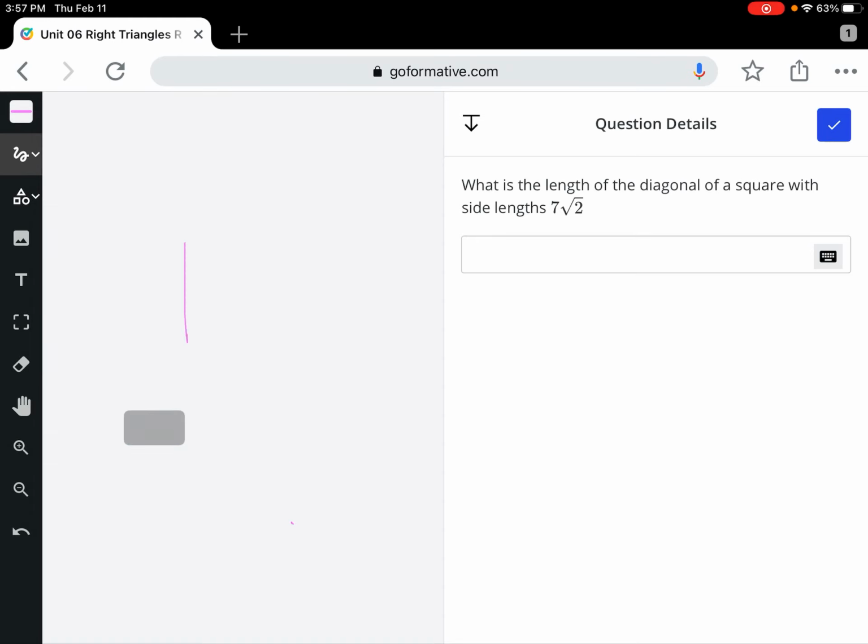27, what's the length of the diagonal of a square with side lengths of 7 radical 2? So things we know about squares: I know this is 7 radical 2, and all the other sides are the same. I know this is a right angle. If these two sides are the same, this has to be a 45, 45, 90.